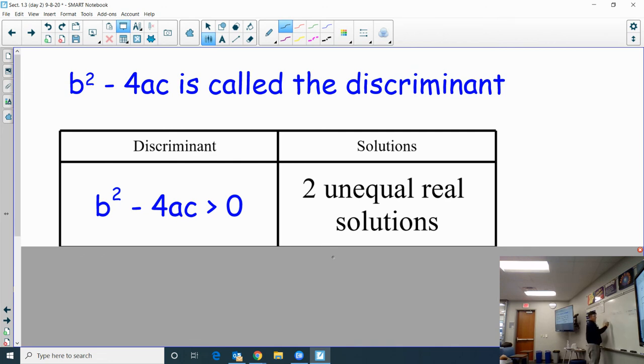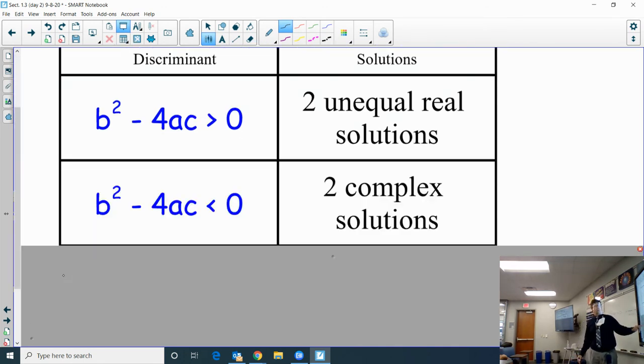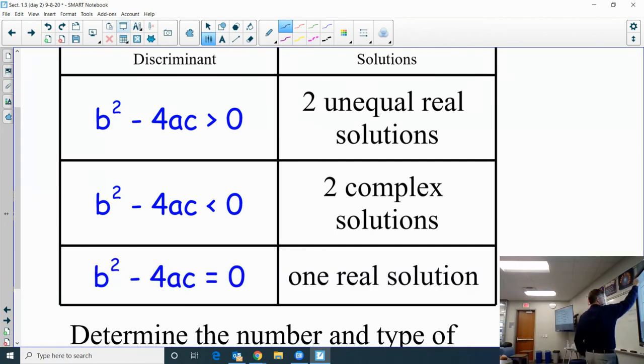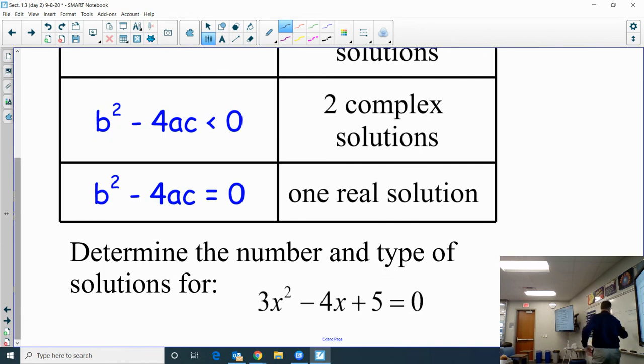If it is less than 0, that is where we get the i's. And we just say two complex solutions. But what if it equals 0? What if it equals 0? Then, remember? We get one solution. Okay, and it is a real solution, it's not a complex. Okay, one real solution.